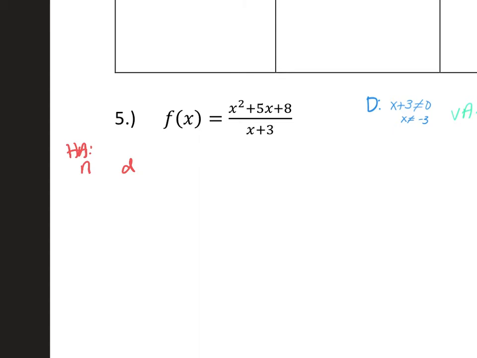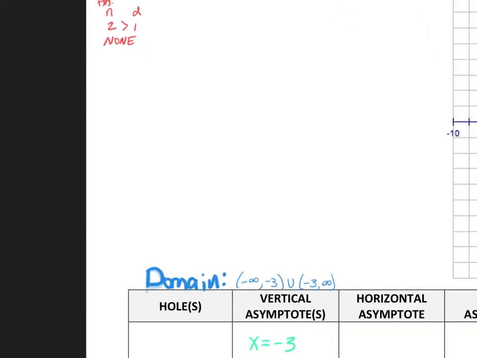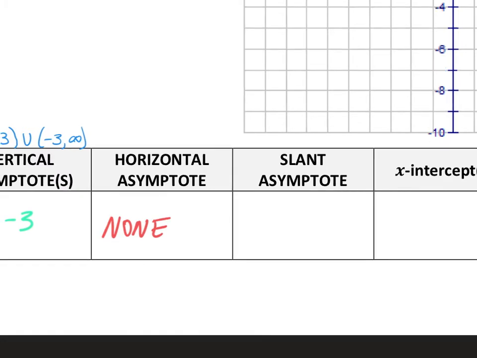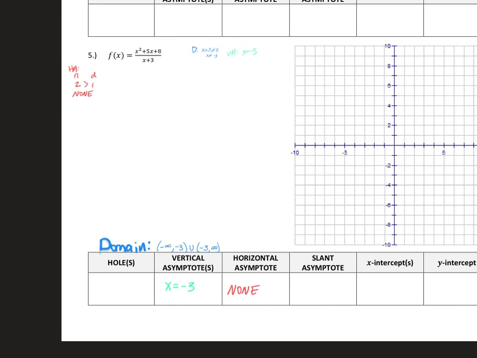What's the degree of the numerator? 2. What's the degree of the denominator? 1. So I would say my inequality statement is 2 is greater than 1. What does that tell me about my horizontal asymptote? There's none. Good, Carlos. There's no horizontal asymptote. And then Vincent told us, well, that means there's going to be a slant. Good. So my horizontal asymptote is none. When there's no horizontal, there's the slant. So let's find the slant asymptote.